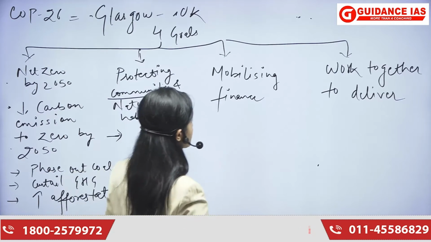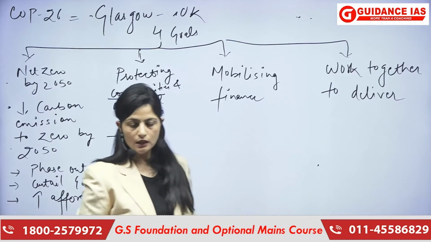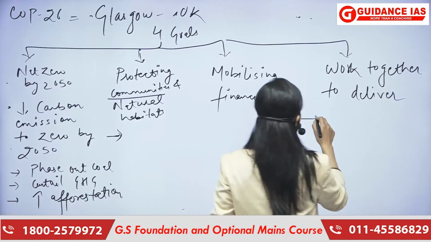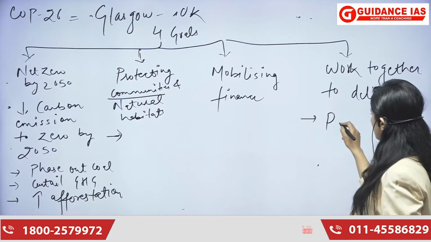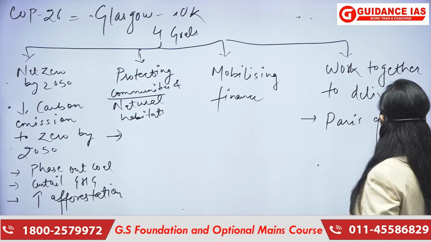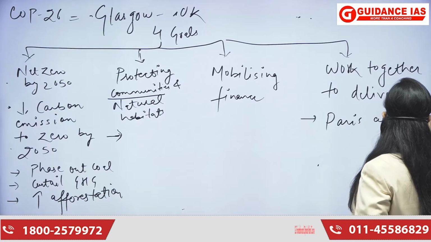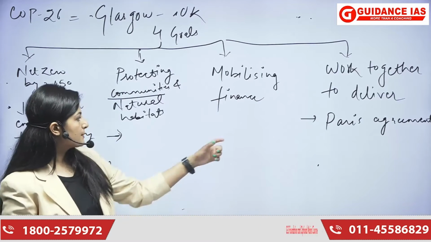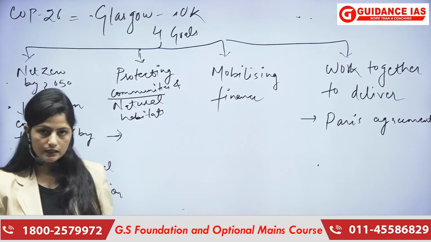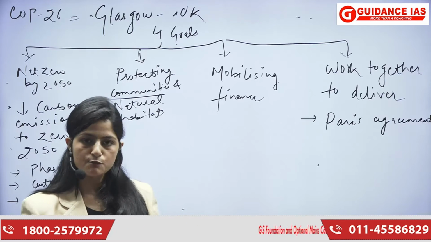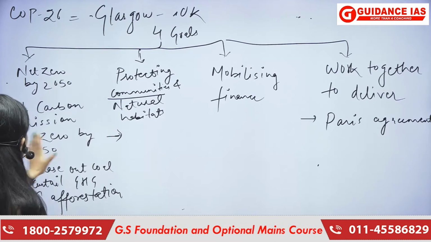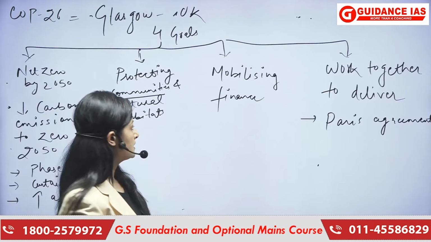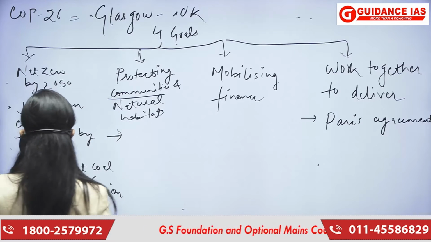Okay. The last one was work together to deliver. What we need to work together upon are the things we promised in the Paris Agreement. So we need to make a list of the targets we promised at the time of the Paris Agreement, so that we can deliver them on time and properly, right? So this was about the 4 goals of COP26, which took place in Glasgow, United Kingdom. I hope this much is clear to you.